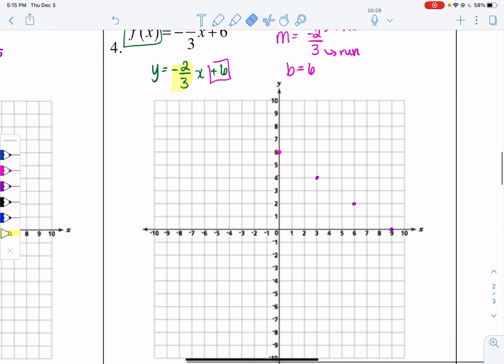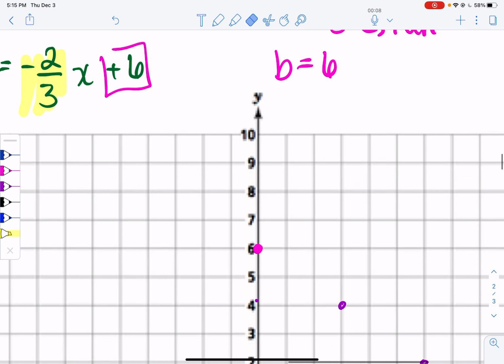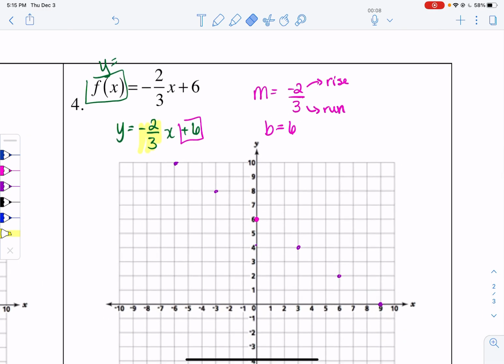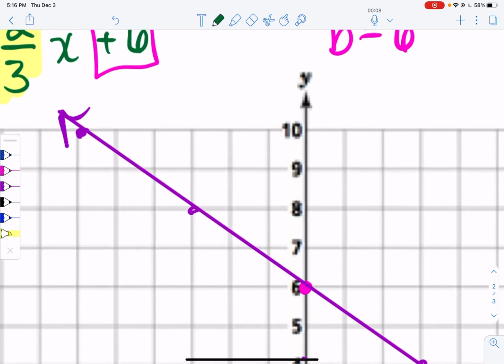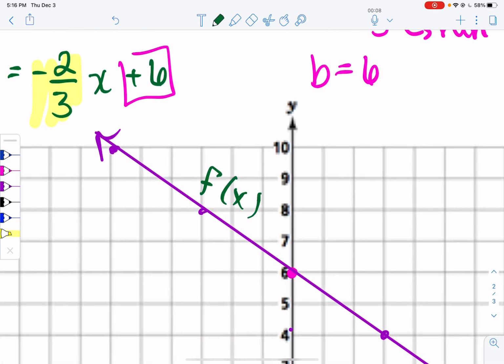So now what I'm going to do is go up 2, left 3 from my y-intercept. So up 2, 1, 2, 1, 2, 3, and plot my point there. Now I'm going to connect those points with a nice straight line. And that's your equation. So I can now write y equals negative 2/3 x plus 6, or f of x equals negative 2/3 x plus 6. And that's your final answer.